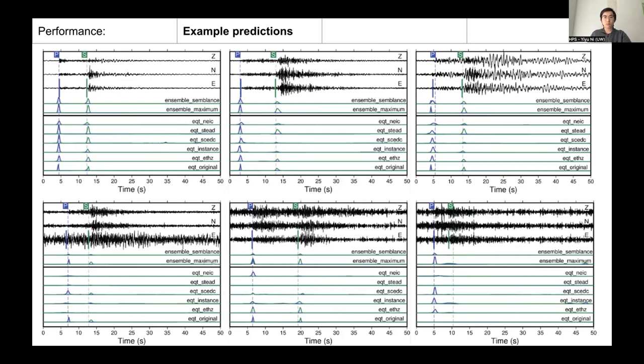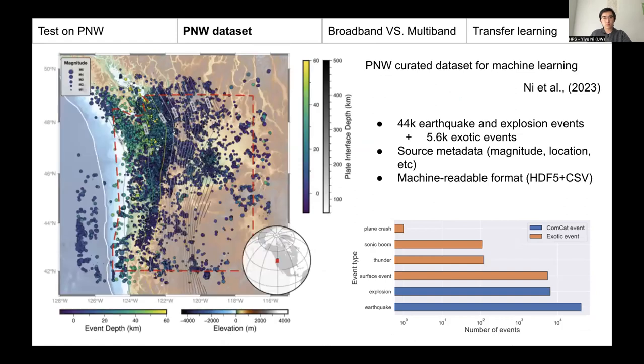It's pretty much about the seismic event waveforms. We also did a statistical analysis on the entire dataset, but focused on the PNW, Pacific Northwest dataset. This is a curated dataset for machine learning training use, and it just came out. The paper just came out. Yiyu is the first author, and it includes about 44,000 earthquake and implosion events, so about 180,000 seismograms, plus an additional 5,600 exotic events. So if somebody is interested in surface events, it's probably a great resource to start with.